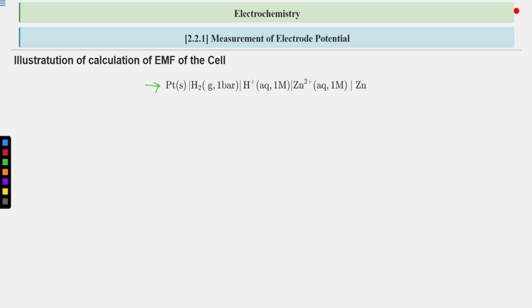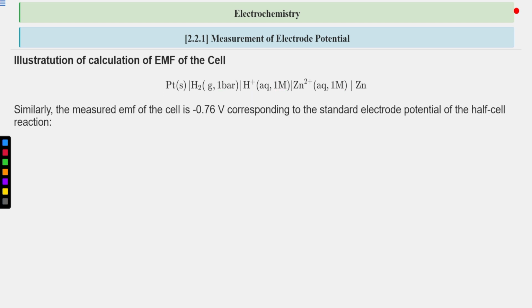Now, let's suppose we have another cell in which again we are using platinum and this SHE, and the right half cell is for zinc, Zn2+ and Zn. If you see, H2 is in the gaseous state at 1 bar pressure, H+ is in the aqueous state at 1 molar concentration, while Zn2+ is in the aqueous state at 1 molar concentration. So on the left hand side we are using SHE, and the right half cell is zinc. Now, similarly, the measured EMF of this cell is minus 0.76 volt.